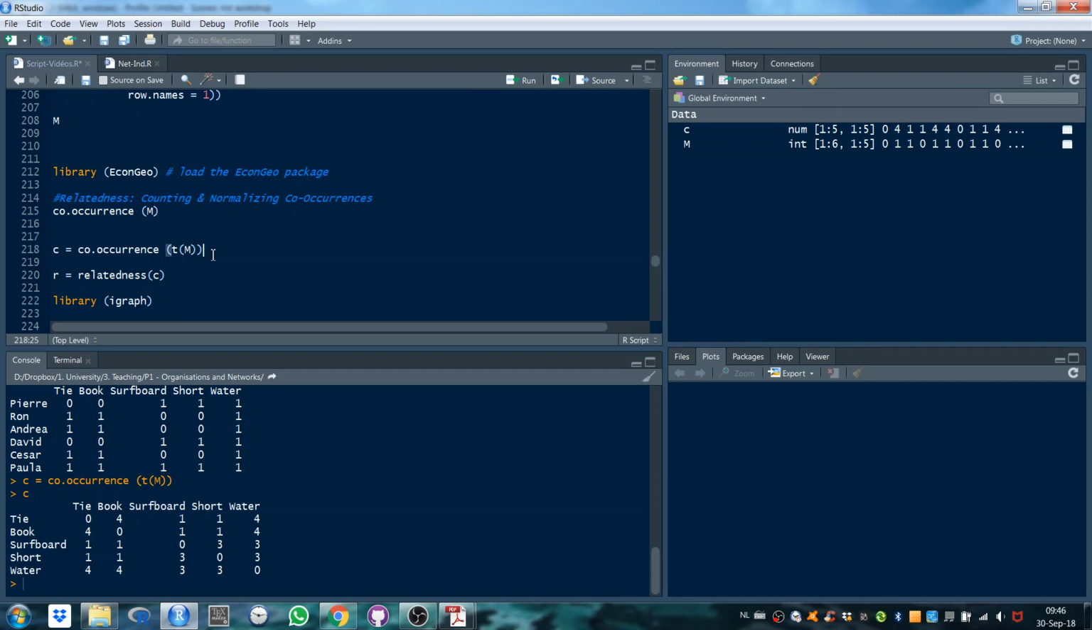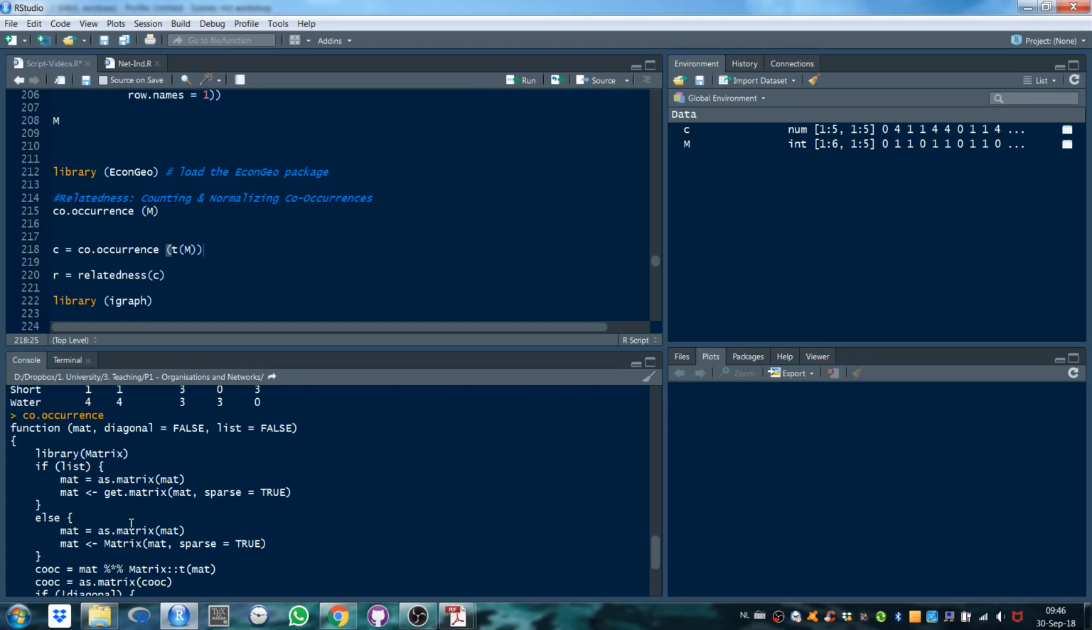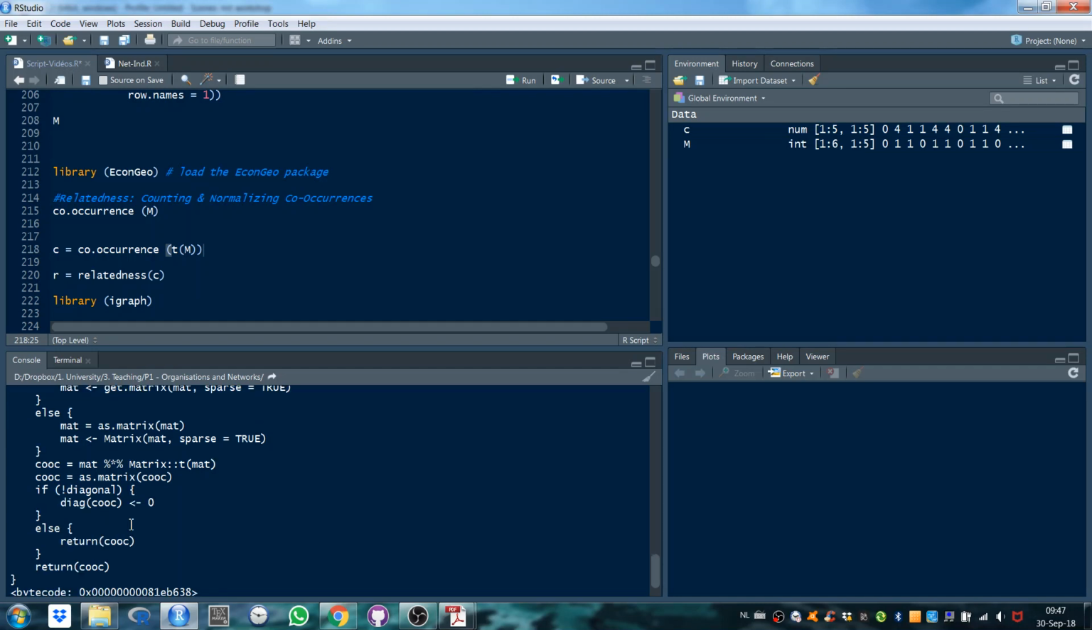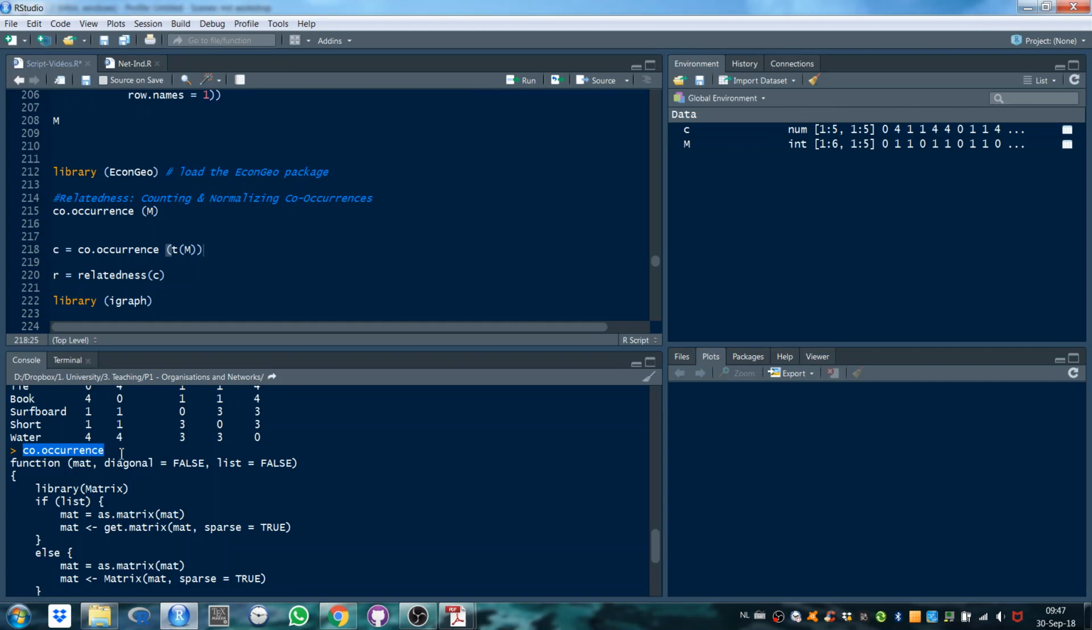Whenever you want to look at a function, and I invite you to do that now, pause and look at the function: you just type the name of the function here, and it will give you the function details. This is what the program is doing underneath when you type co-occurrence. So first look at that, and take a moment to understand the different steps.